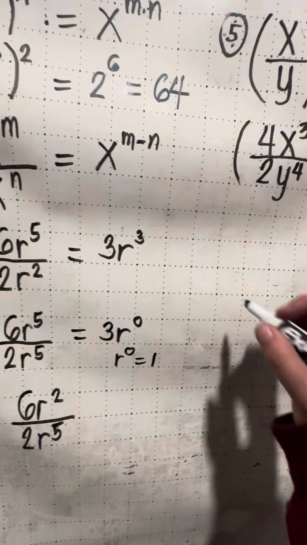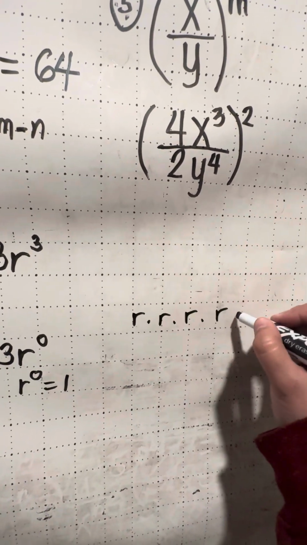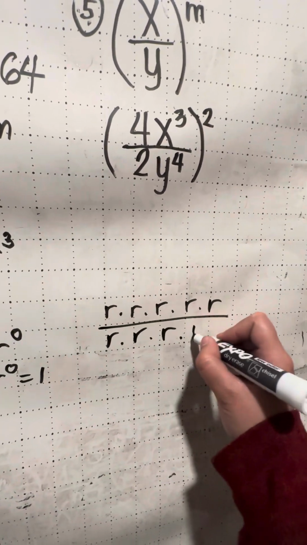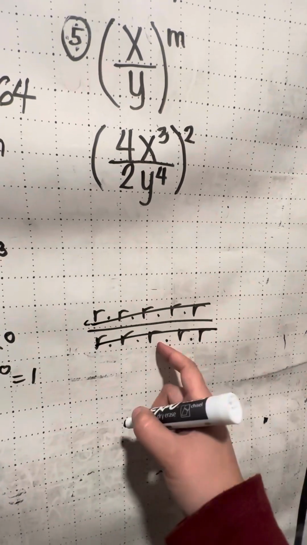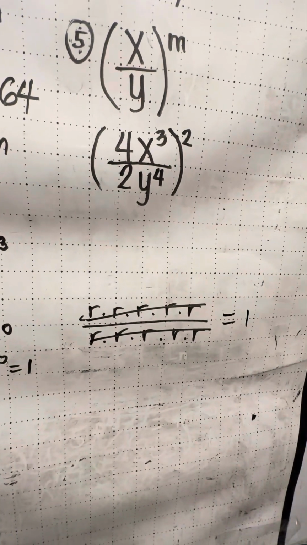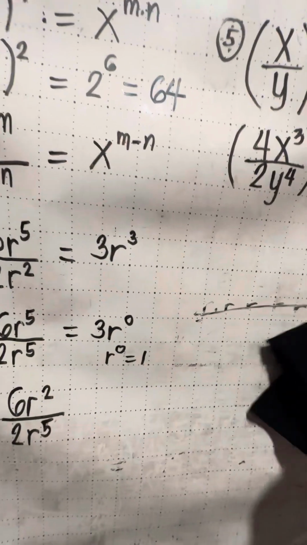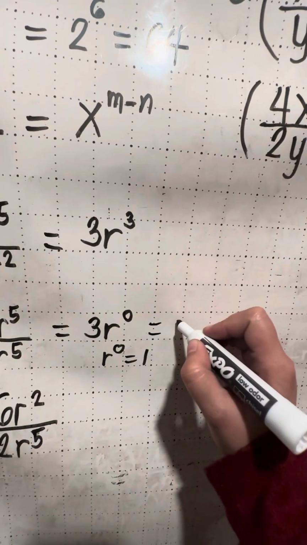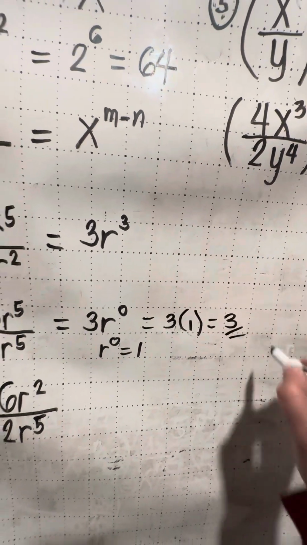Okay? Because if I have here r times r times r times r times r, divided by r times r times r times r times r, technically I'm canceling everything here. And the answer there is just 1, right? So that is why r to the 0 power is 1. And your answer is 3 times 1, which is 3.